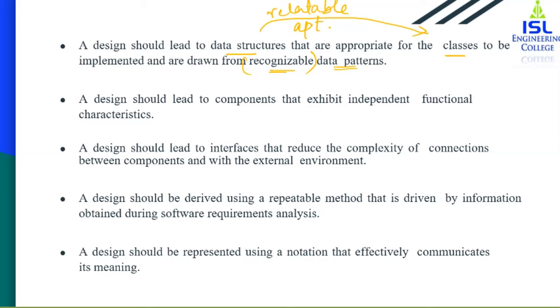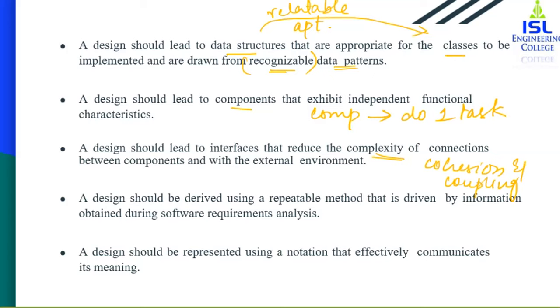The next is, our design should lead to components that exhibit independent functional characteristics. That is, one component should be able to do one task at a particular time, or should do only one task. The next one is, a design should lead to interfaces that reduce the complexity of connections. In the previous class, we studied what cohesion is and what coupling is. So you need to focus upon this.